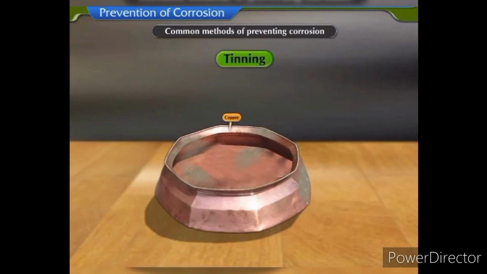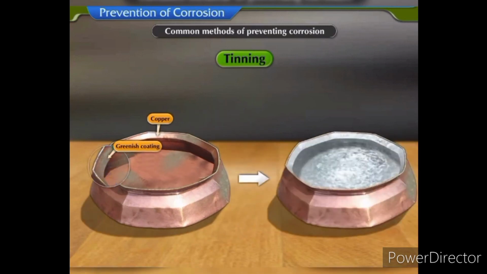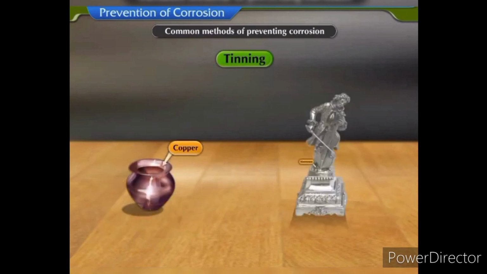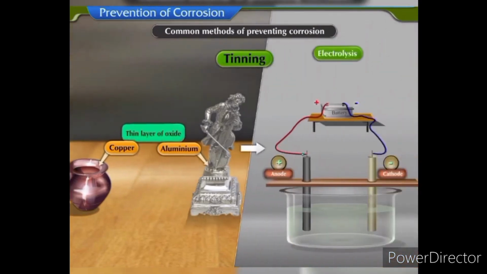Cooking vessels made of copper or brass often develop a greenish coating over them due to corrosion. This layer is poisonous. If copper or brass vessels are coated with a layer of tin, the vessels can be protected from corroding. Metals like copper and aluminium can be coated with a thin, strong film of oxide on them by the process of electrolysis. This oxide film protects the metal surface from further oxidation. Anodizing is one such technique used for this purpose.